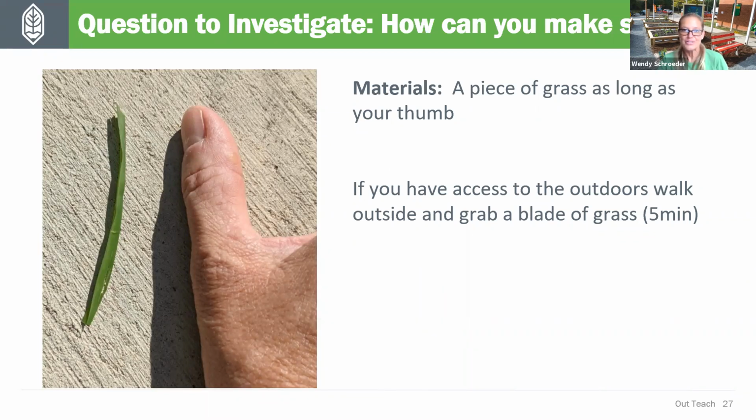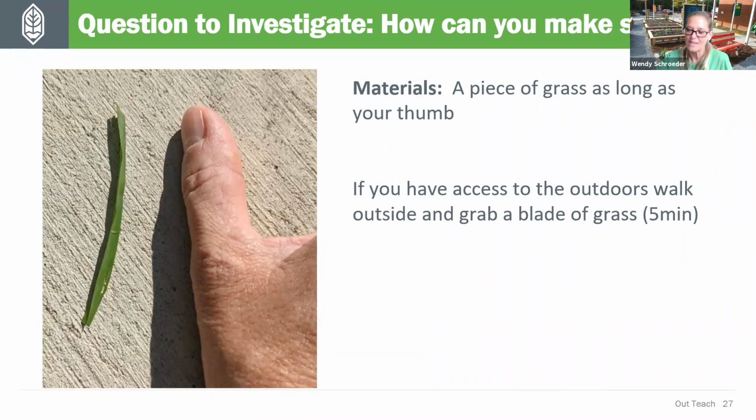I'm going to encourage you, if you have access to the outdoors, to walk outside. I would like you to grab a blade of grass. It has to be about as long as your thumb. And we are going to investigate this question and talk about the different types of inquiry. We're going to talk about this a little further. So how can you make sound? I want you to go out and grab a piece of grass.